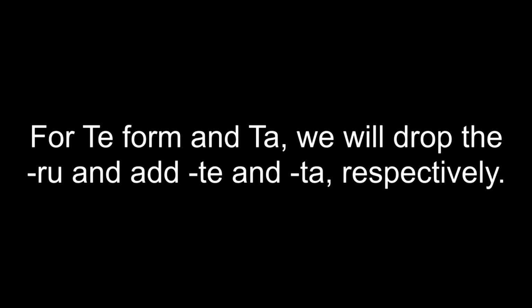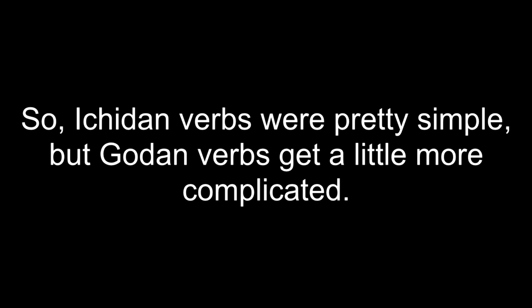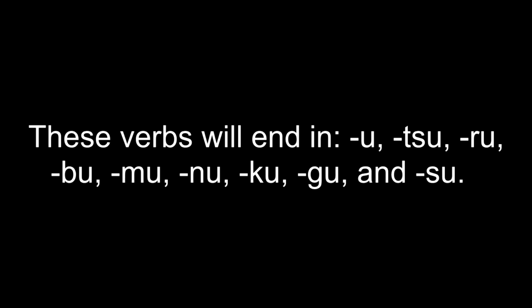For te form and ta form, we will drop the ru and add te and ta respectively. So taberu becomes tabete or tabeta, and miru becomes mite or mita. So ichidan verbs were pretty simple, but godan verbs get a little more complicated. Godan verbs are basically all of the other verbs in the language, with some exceptions. These verbs will end in u, tsu, ru, bu, mu, nu, ku, gu, and su.